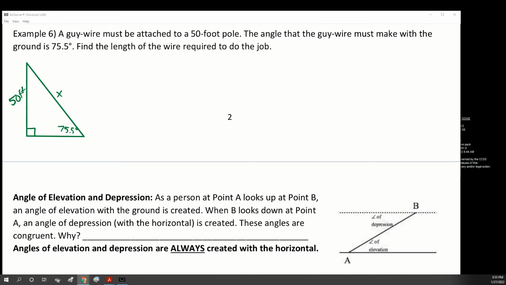Okay, so we look at the angle we have, the side we have, and the side we want to find, and that means that we are going to use the sine. And the sine of 75.5 degrees should equal the opposite over the hypotenuse. And then because the variable is down low, you're going to switch, so we're going to switch these two. And this is also going to be in feet.